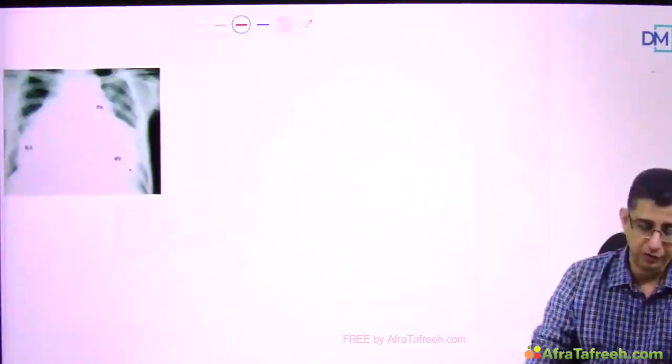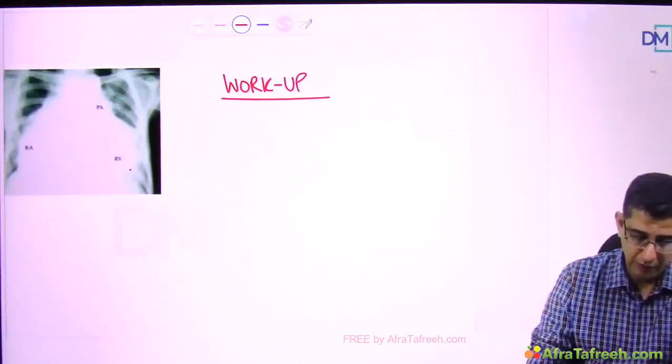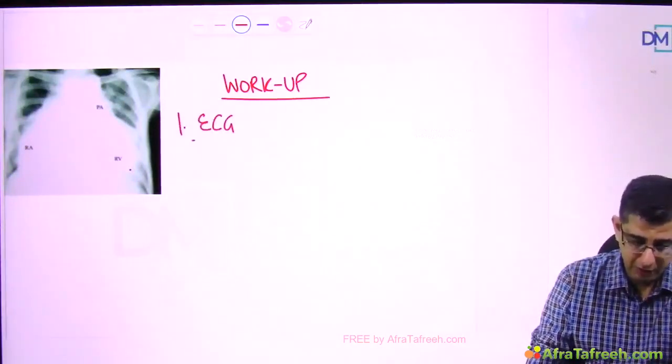Coming to the workup of patients of tricuspid regurgitation, one of the investigations that I'll do in this patient will be an ECG.